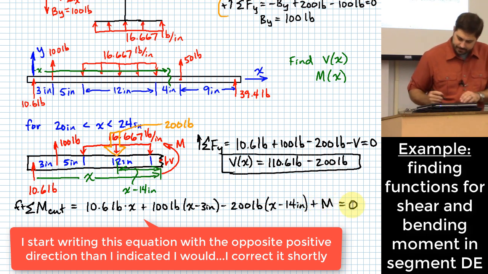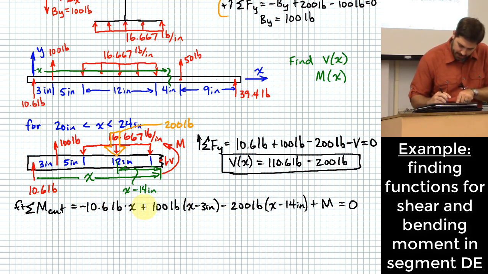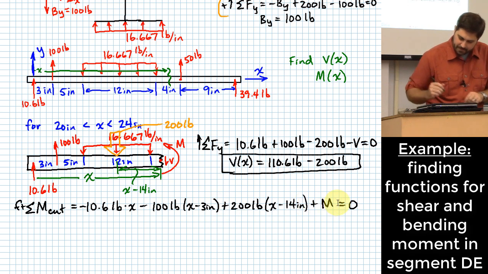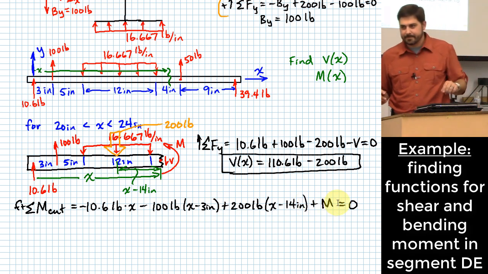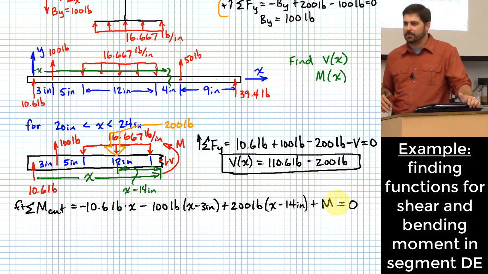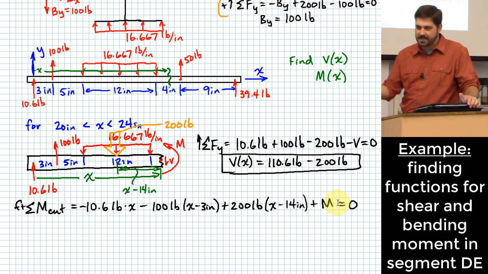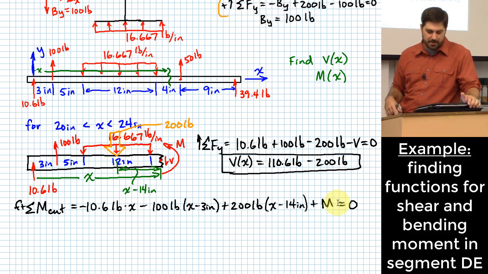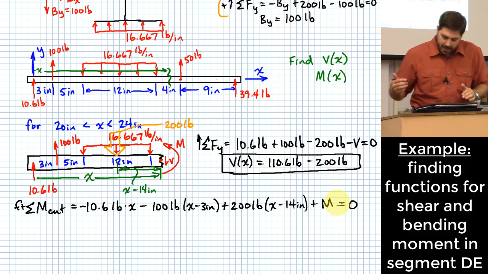equals 0. You jumped straight into writing your M of x, didn't you? Because those moments should be negative, the first two. I may have. Hang on. You're right. Minus, minus, plus, plus M. Thank you. Yeah, I immediately started thinking of clockwise as positive, even though I said I was going to do counterclockwise as positive. I'm sorry. All right.